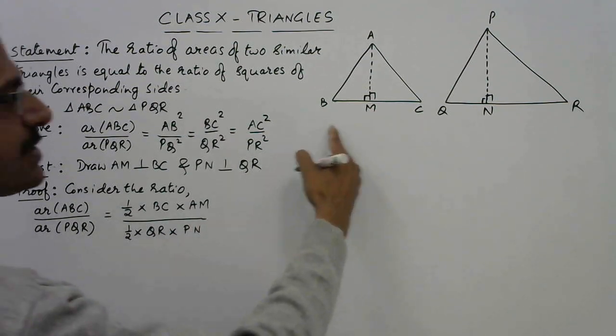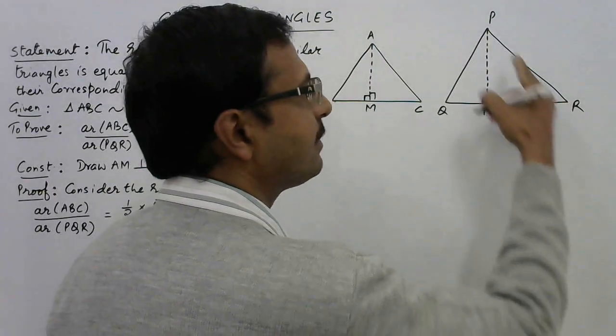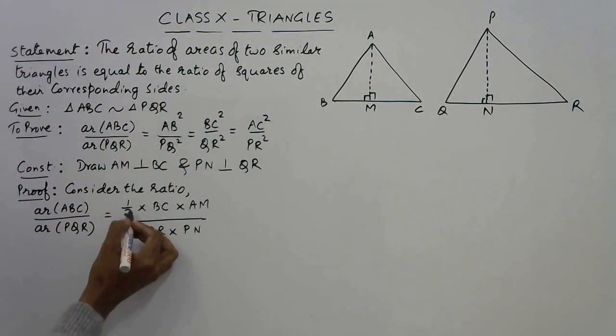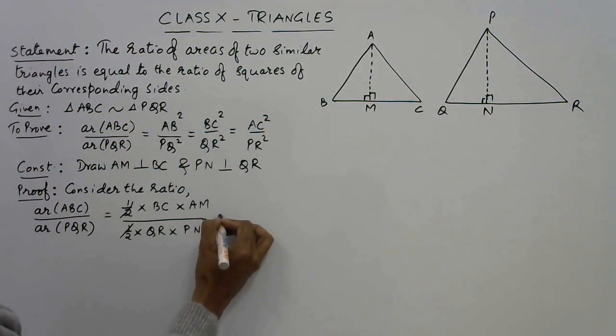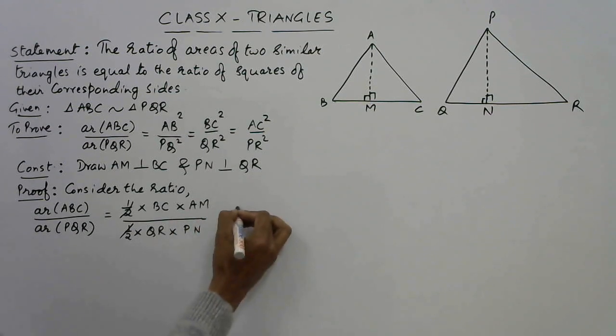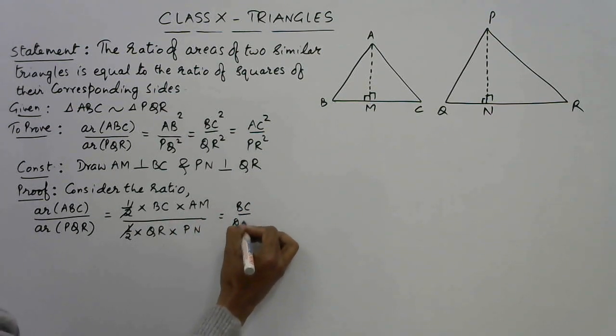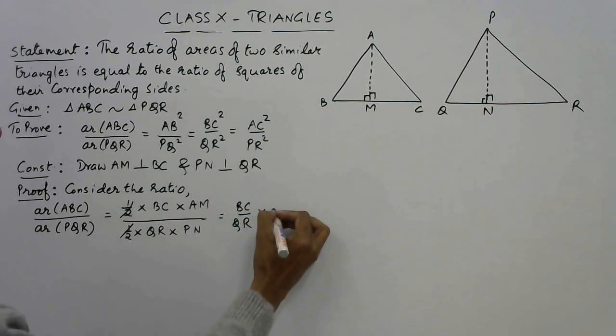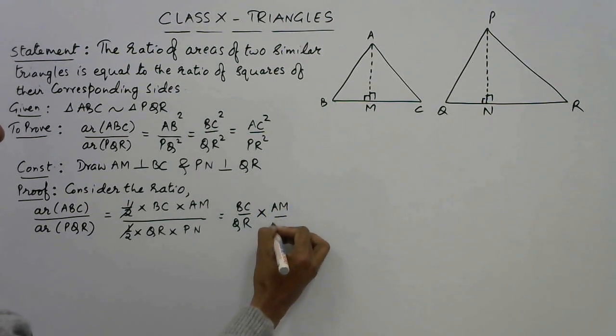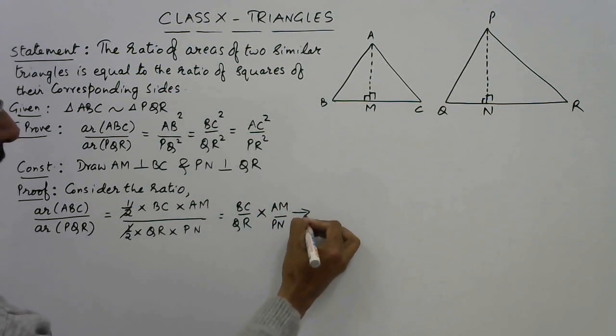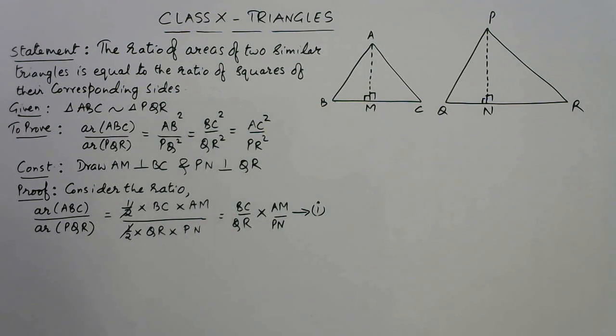So you can see this is the base, this is the height, and here this is the base and this is the height. So half gets cancelled and I will write it as two terms here, BC upon QR multiplied by AM upon PN. So this is the first equation and I shall use this first equation later on when I proceed with the proof. Now let's see the second part of what is to be written in the proof. This is the first step.